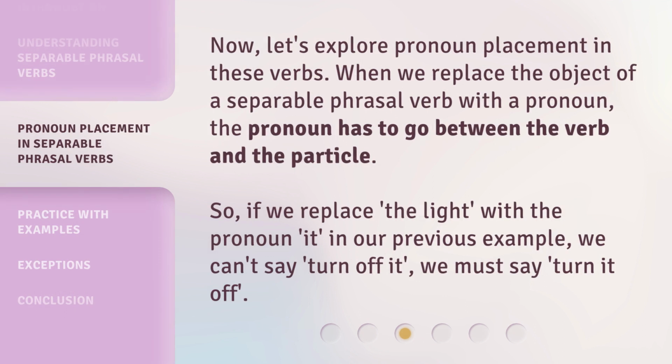Now, let's explore pronoun placement in these verbs. When we replace the object of a separable phrasal verb with a pronoun, the pronoun has to go between the verb and the particle. So, if we replace the light with the pronoun it, in our previous example, we can't say, turn off it. We must say, turn it off.